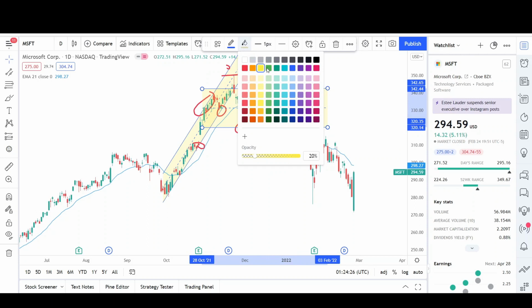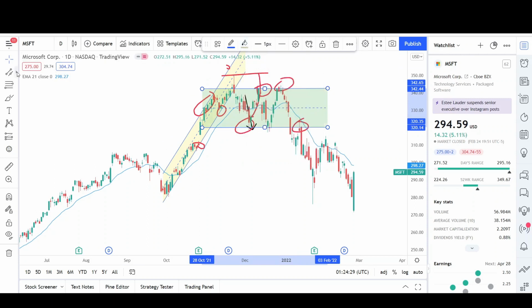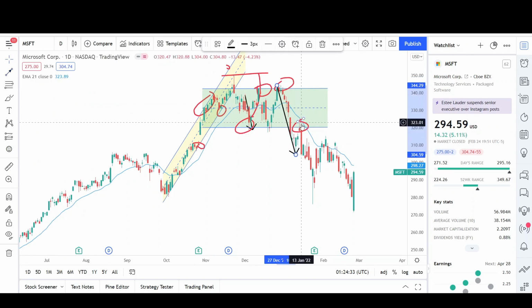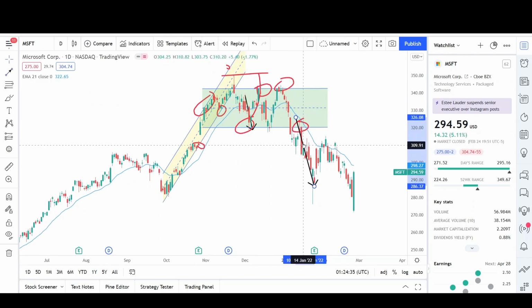So let's go ahead and make this one green, and you can see that we also made two legs down right here. This was the first leg down. We pulled back, found resistance, we continue lower, and then right at the end of this measured move, just a little bit more, price action did continue lower, but we eventually closed above the target.